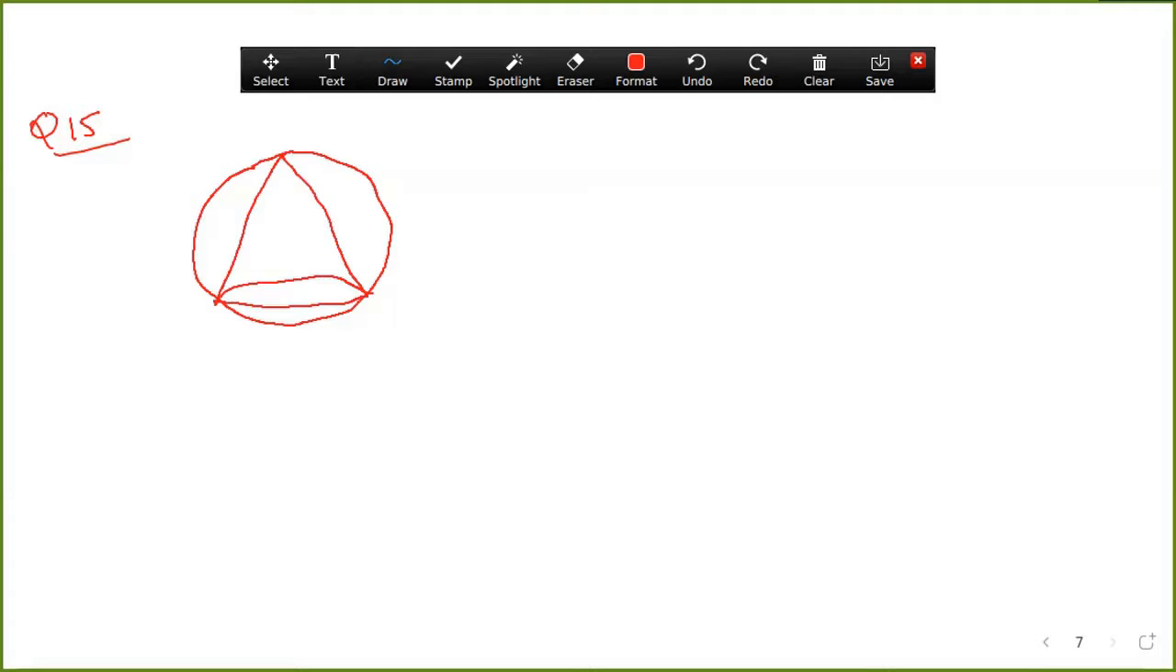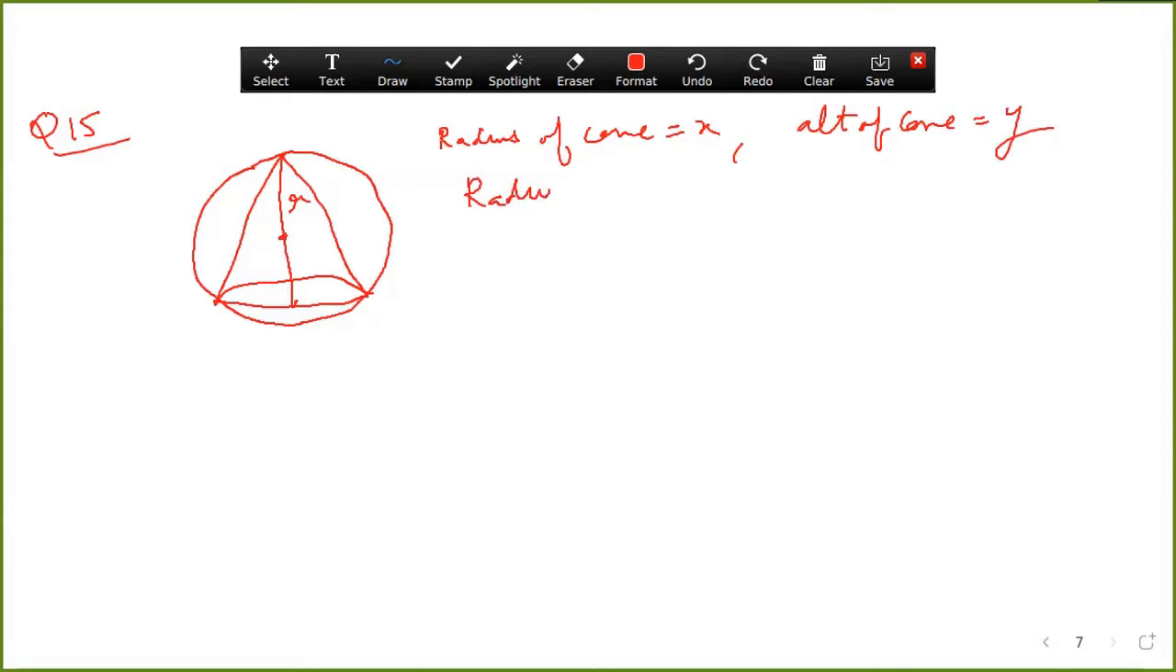Okay. Let's write down: the radius of the cone is x, and altitude means vertical height. This is the vertical height. The altitude of the cone, let it be y, and the radius of the sphere is r, small r.